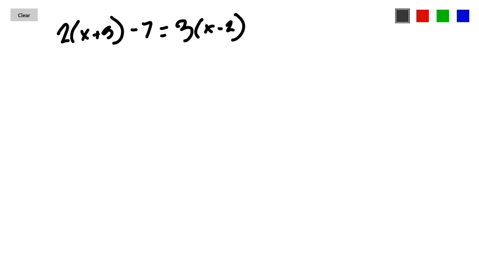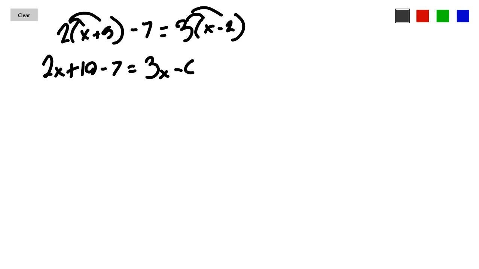is to distribute. So I distribute the 2 out to the x and the 5, and end up with a 2x plus 10 minus 7, and then I distribute the 3 out. So I have 3 times x, 3x, 3 times negative 2 is negative 6. And I can combine the 10 and the negative 7 over here. So I have 2x plus 3 is equal to 3x minus 6, because 10 minus 7 just gives me that 3 down there. Okay, so now this looks a whole lot more familiar.